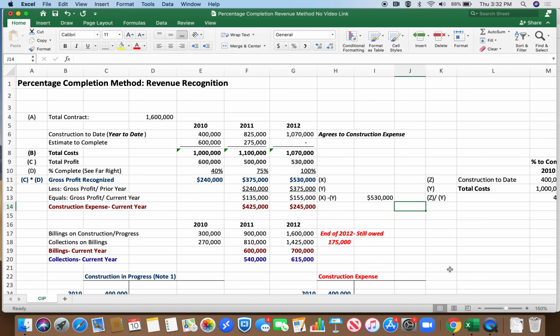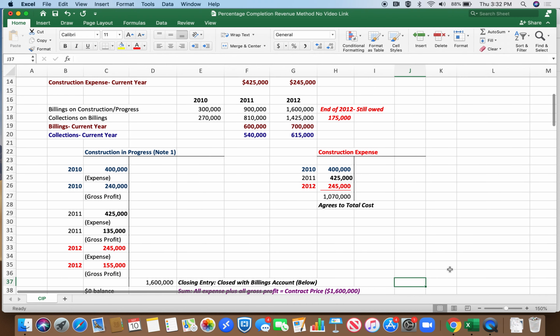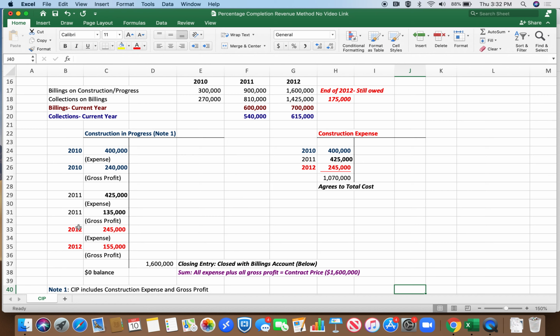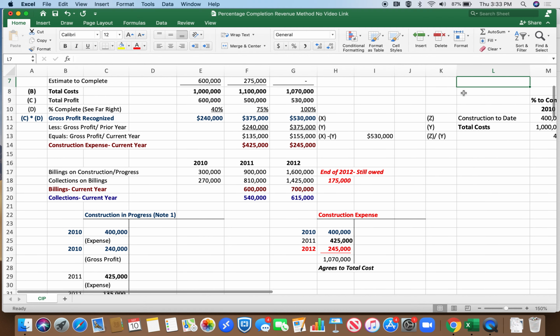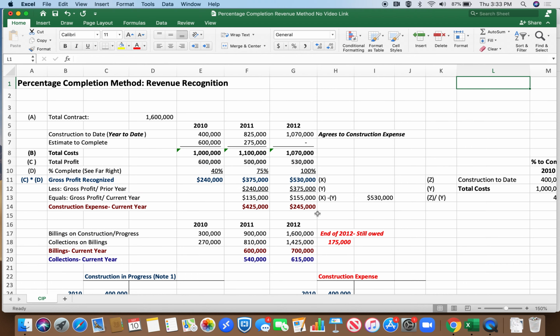Below, down here, I've got T accounts, and we use an account called construction in progress, which you see here on the left, where we have expenses and gross profit getting debited, expenses, gross profit by year, and the sum total of all of those, if I add them up, is the 1.6 million, which is the amount that we bill the client. So eventually this CIP, or construction in progress, is going to get reclassified. We've also got construction expense. There's that $1,070,000 over there. So that is an overview of some of the more difficult topics with percentage completion method.